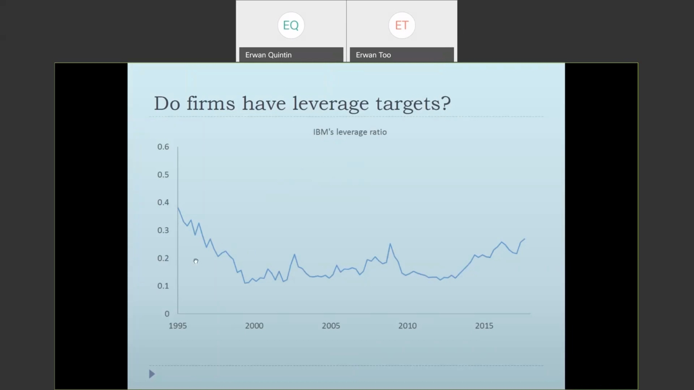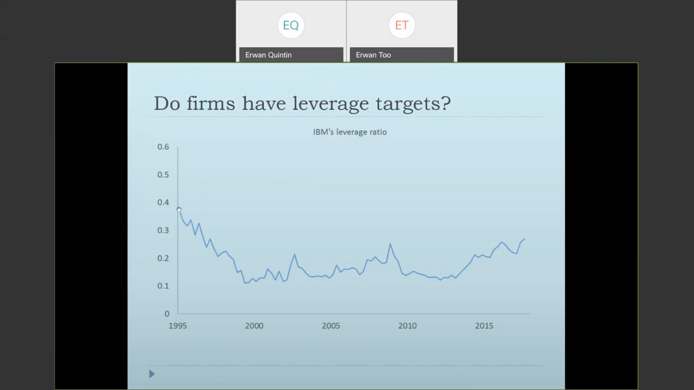So what you see here is that the leverage ratio of IBM in time seems to hover around a particular level. I don't know what that level is, somewhere between 0.15 and 0.20. So yes, I see IBM stray away from that leverage ratio, and it may stay away for a little while, but it has a tendency to come back. In other words, it has a tendency to revert to the mean. So the leverage ratio of IBM appears to live around a particular long-term level.